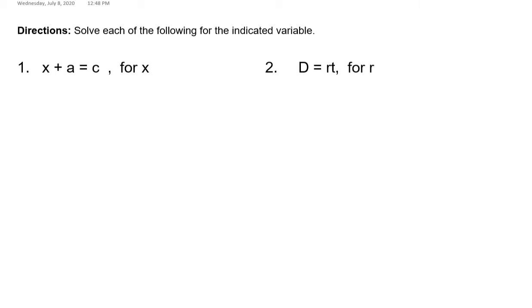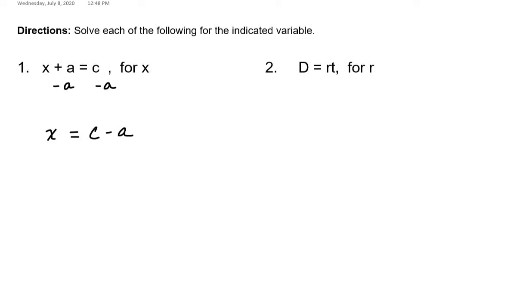Problem 1, I have x plus a equals c, and I'm solving for x. I need to get this x by itself, so I need to get rid of this plus a. How you get rid of plus a is you do the inverse of adding a, which is subtracting a. So you're going to subtract a from both sides of the equation. On the left-hand side, the a's cancel out, and you just are left with x. And on the right-hand side, you have c minus a. There's nothing that you can do to simplify that. The answer is just x equals c minus a.